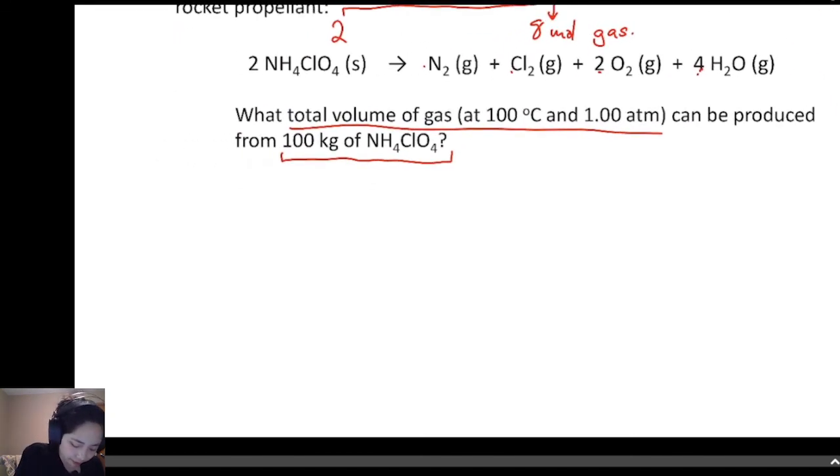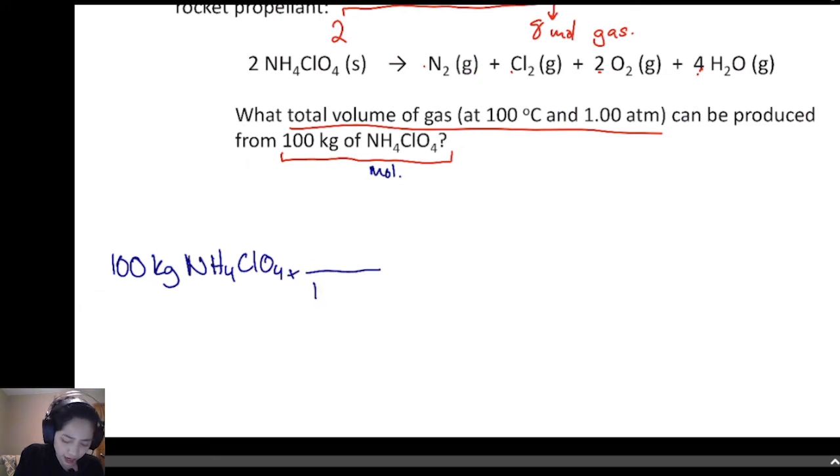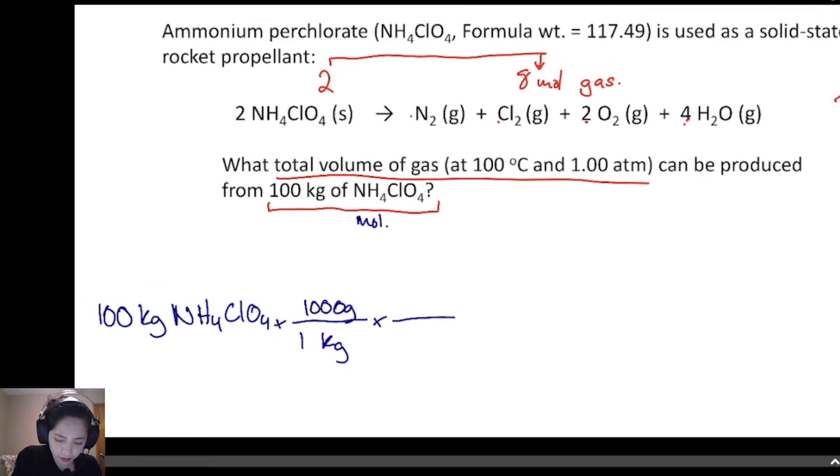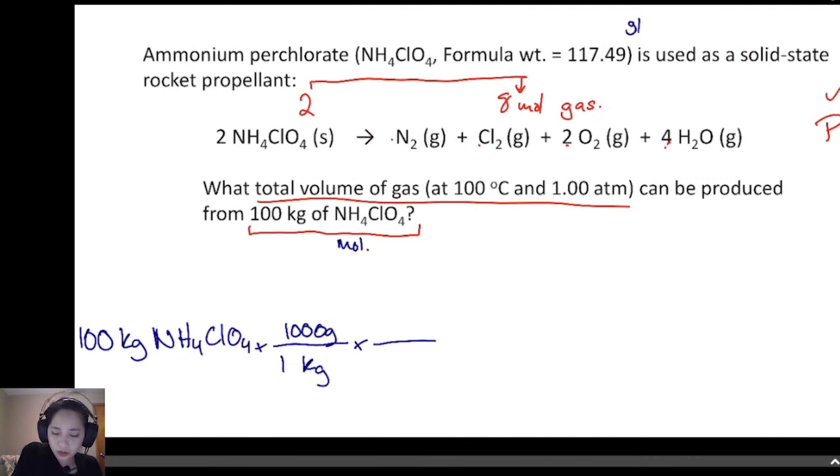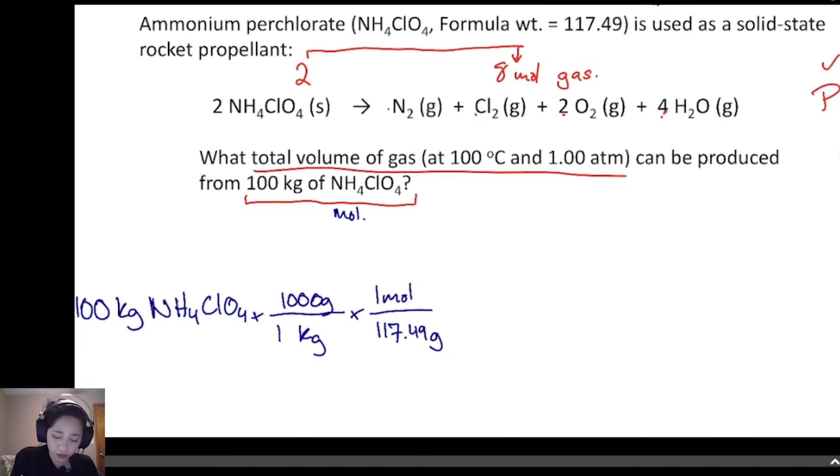All right, so let's do this. I need to get moles of gas. That's my goal. So I'm going to start with 100 kilograms of ammonium perchlorate. I want to get to moles, so I need to get out of kilograms. I don't want that, I want to be in grams. Okay, now I'm in grams. So now I can use the molecular weight that they gave us. Remember, the molecular weight is in grams per mole. So 1 mole of substance is equal to 117.49 grams.